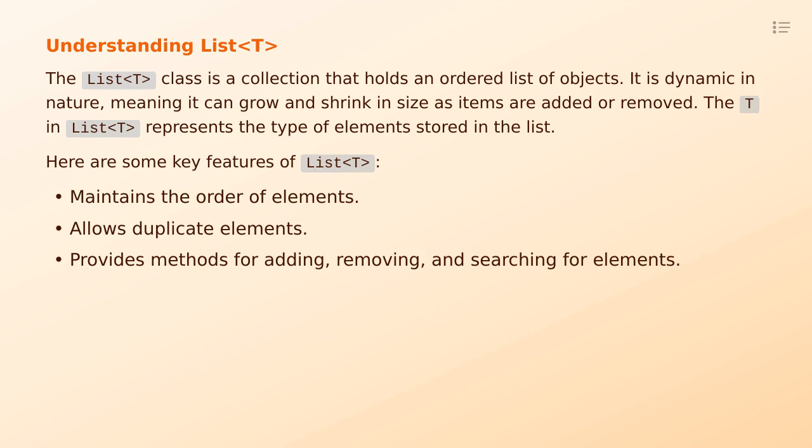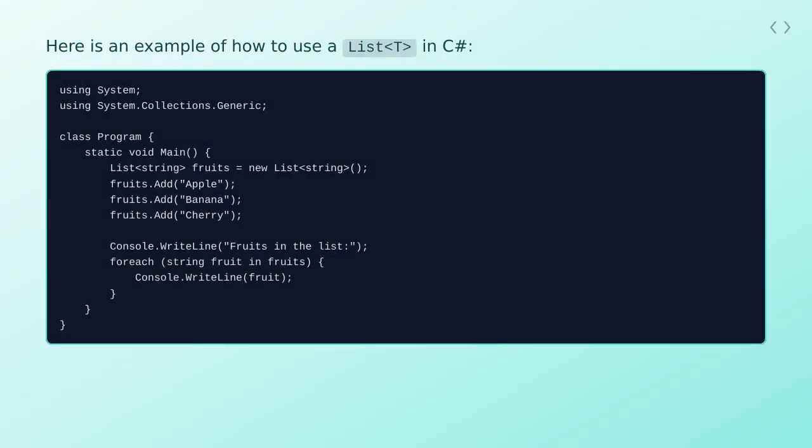Here are some key features of list. First, it maintains the order of elements. Also, it allows duplicate elements. Finally, it provides methods for adding, removing, and searching for elements. Here is an example of how to use a list in C#. This slide introduces a class definition. Study the structure in the code sample.